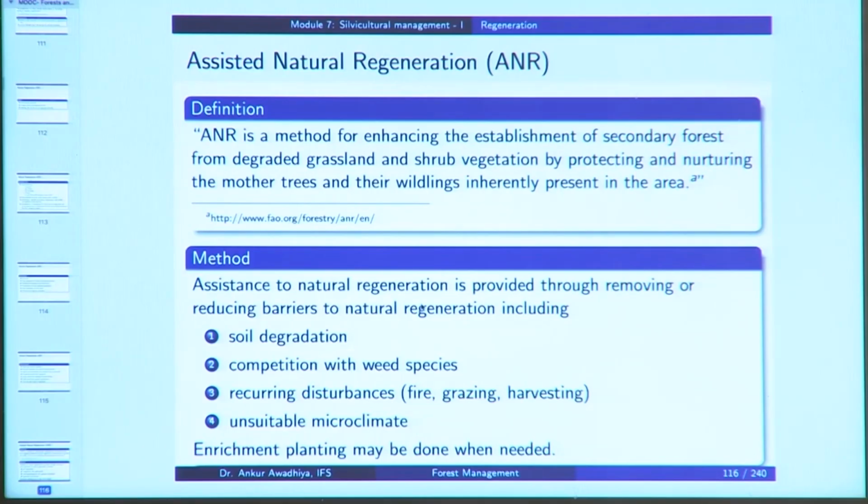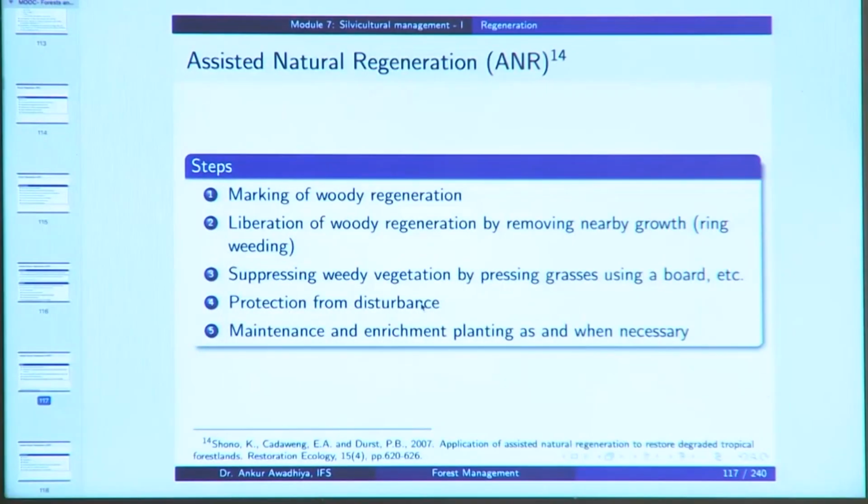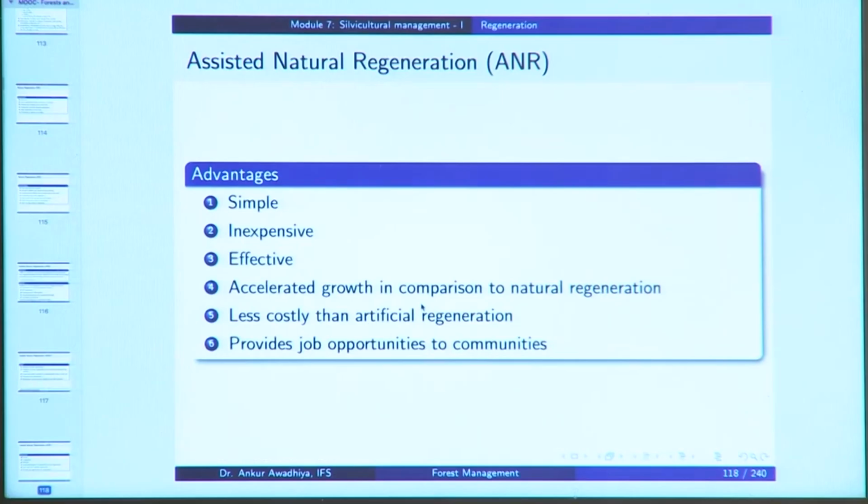It is done through removing or reducing barriers to natural regeneration such as soil degradation, competition with weed species, recurring disturbances like fire, grazing and harvesting, and unsuitable microclimate, and at times enrichment planting may also be done. Now, the steps: mark the woody regeneration, liberate the woody regeneration by removing nearby growth in a ring weeding fashion. So, in the case of any young plants, you are removing all the weeds in a ring fashion around the plant. Next, you have suppression of vegetation by pressing the grasses using a board. Protection from disturbance and maintenance and enrichment planting are done as and when necessary.